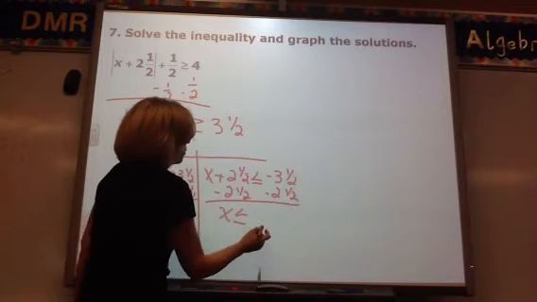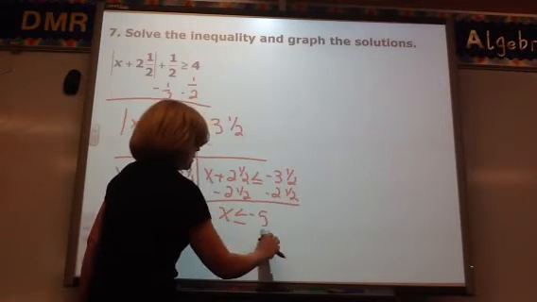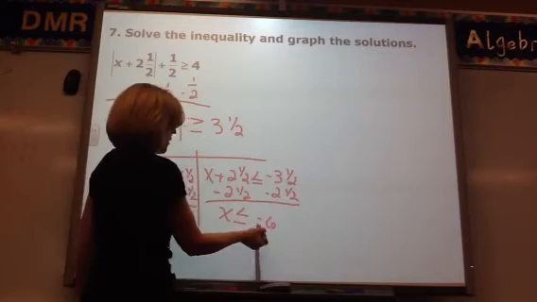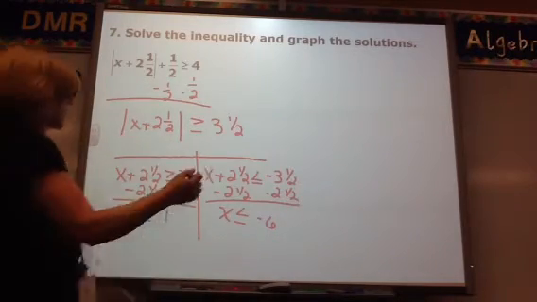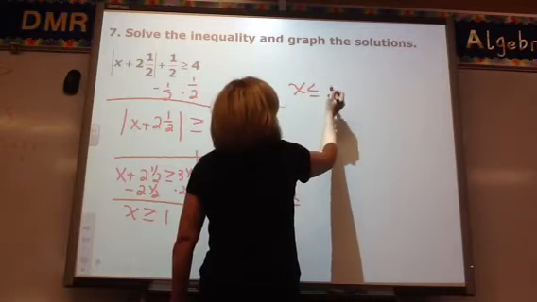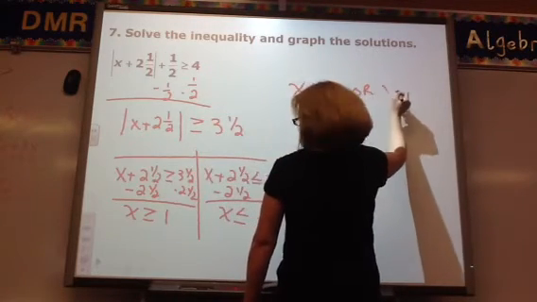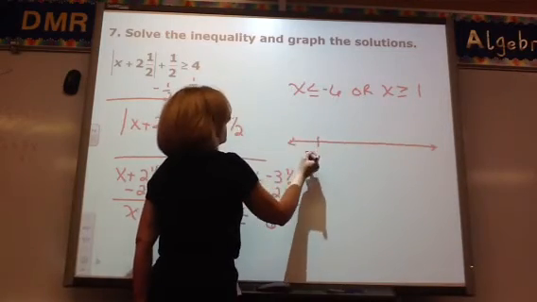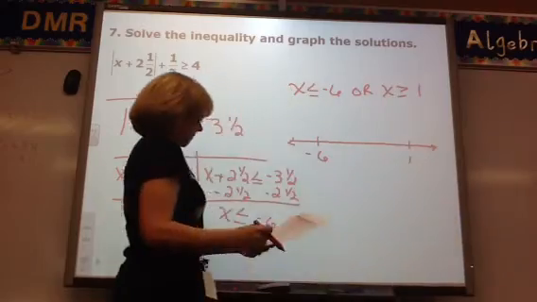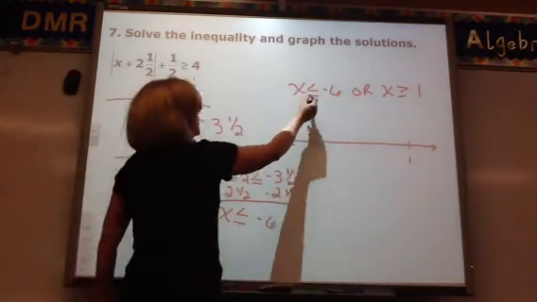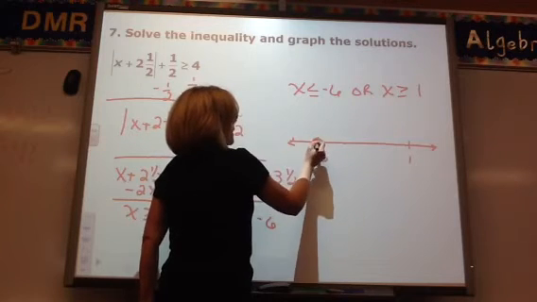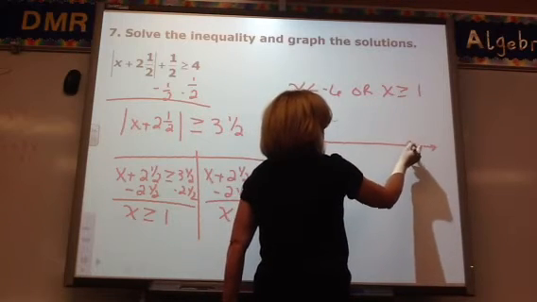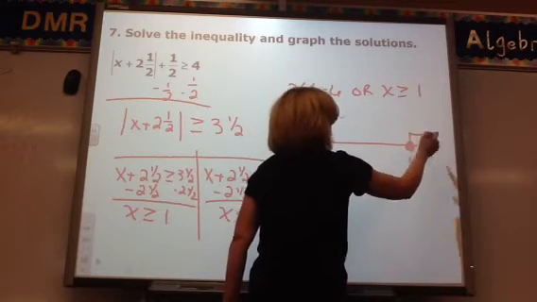So x is less than or equal to negative... actually, it's going to be -6. 5 and 1, so -6. Okay, so when you write this, x is less than or equal to -6, or x is greater than or equal to 1. All right, x is less than or equal to -6, so I'm going to include -6. The solution set goes to the left because it's less than. Or x is greater than or equal to 1, closed circle going to the right.